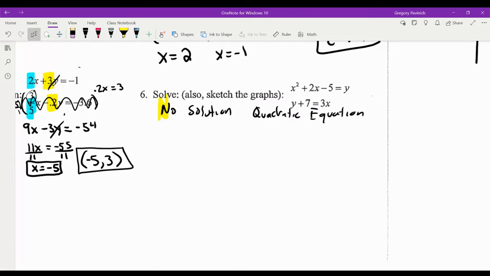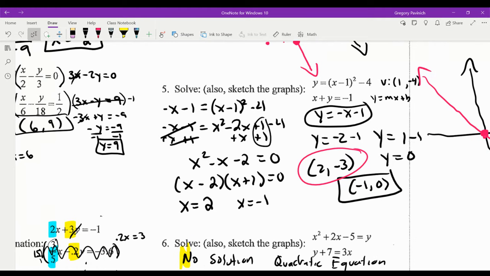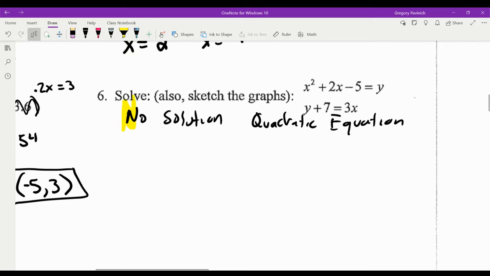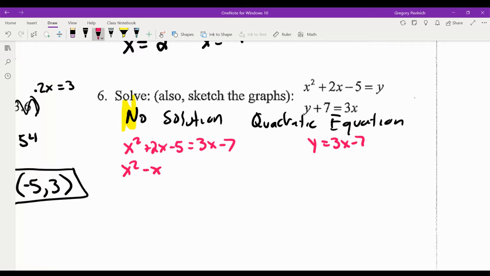Okay, number 6. I'm going to do the same thing. So I'm going to isolate my y by myself on my linear. That's usually the easiest way to do it. And I get x squared plus 2x minus 5 is equal to 3x minus 7. And x squared minus x is 2. After I minus 3x, I'll get my negative x, add my 7, that's 2. And I'm going to solve this quadratic.